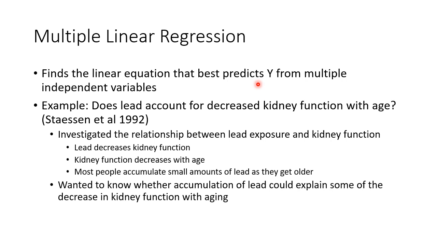This is an example, and the question they were asking was, does lead, and we know what the atomic symbol for lead is? PB, yep. So if you ever see someone eating a PB&J, make sure it's not a lead and jelly sandwich. That would be bad. They asked, does lead account for decreased kidney function with age? That was their initial question. In this case, what would the null hypothesis be? It doesn't. Yeah, lead has no effect on kidney function with age. So they want to find out if they can reject this null hypothesis and determine whether lead is a factor.